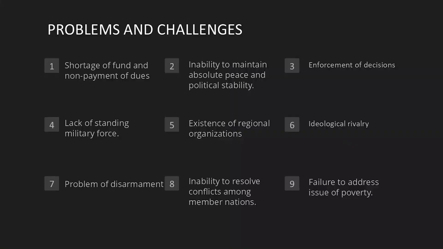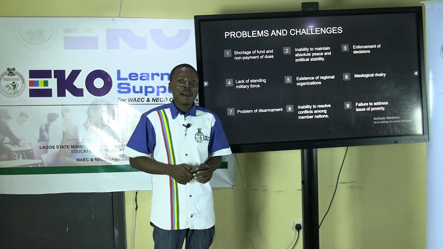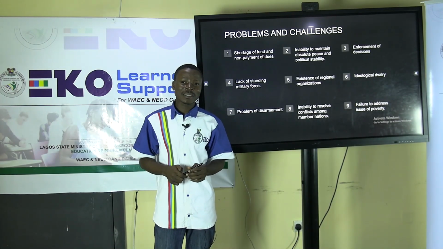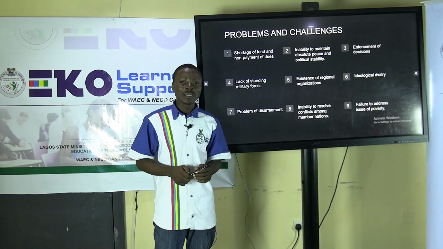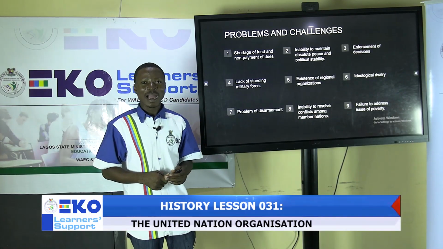So this also affected the commitment and activity of the organization. And also the problem of disarmament. After the Second World War, countries also engaged in armament, and for example, the existence of nuclear power in the hands of some countries is also a threat to the stability of the world and the achievement of absolute peace and security around the world.